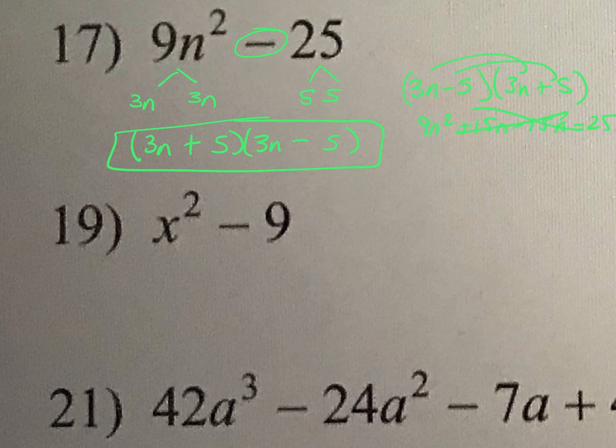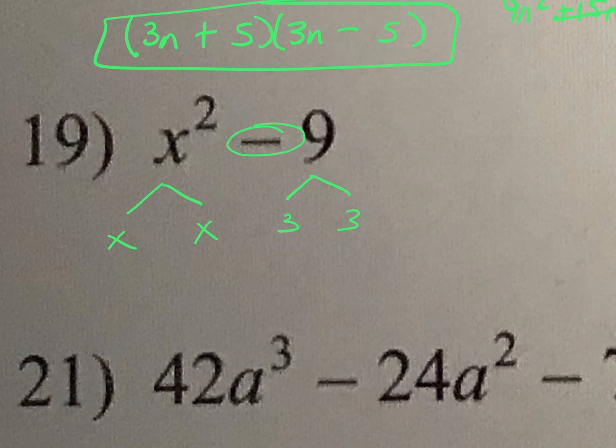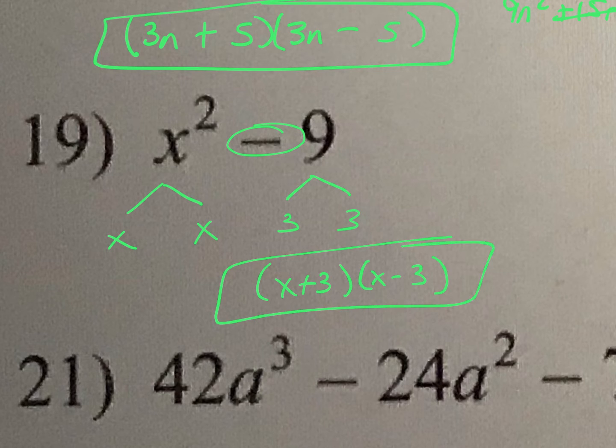So 19, we look at 19, we say, is this the difference of perfect squares? Is there a GCF? No. It's not a trinomial. There's no 4 terms for grouping. So I say, is this the difference of perfect squares? Yes. This is a minus sign in the middle. Great. So I have x and x. And then what gives me 9? 3 and 3. And my 2 parentheses are x plus 3, x minus 3. Can I write x minus 3, x plus 3? Yes. Either way is fine.